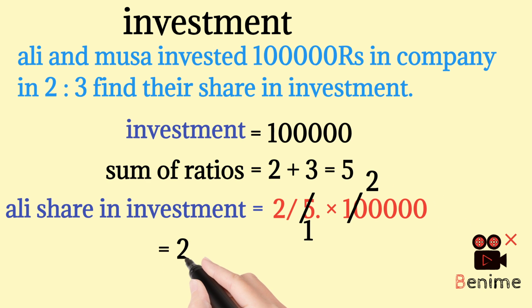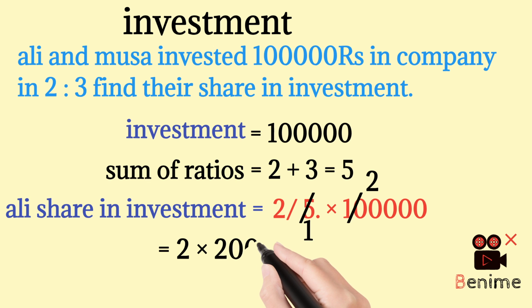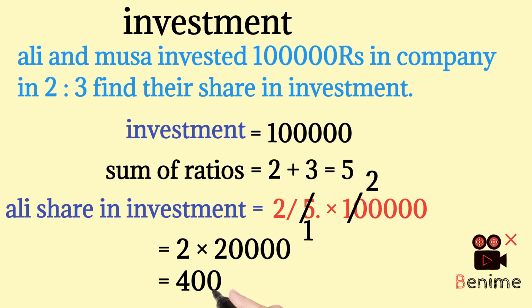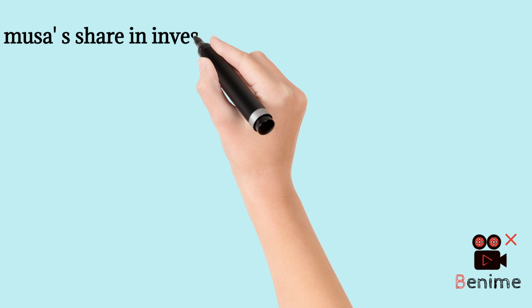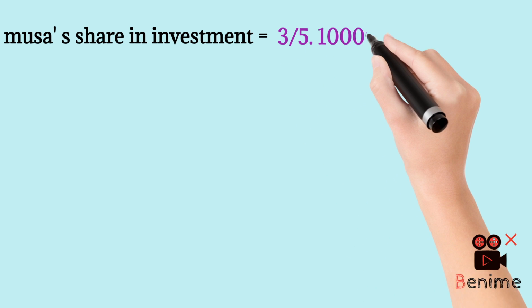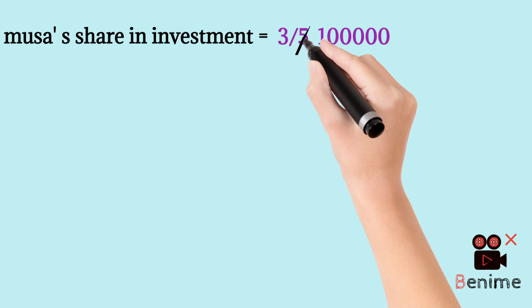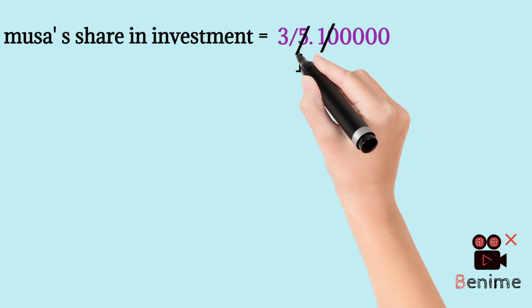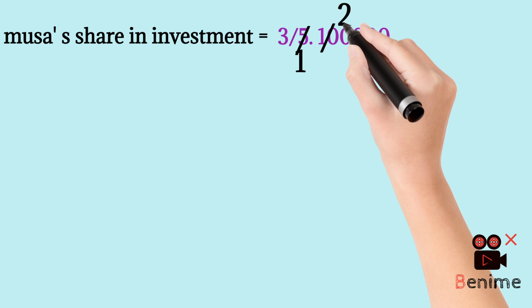Ali's amount in the investment is found by dividing his ratio, which is 2, by the total ratio, which is 5, and then multiplying with the investment, which is 1 lakh, and we get 40,000, which is what Ali invested. Musa's amount is obtained the same way, but this time we put Musa's ratio, which is 3, and keep other values the same, and we get 60,000, which is the amount that Musa invested.